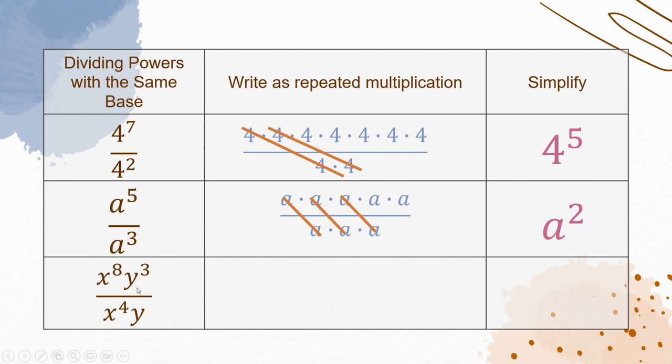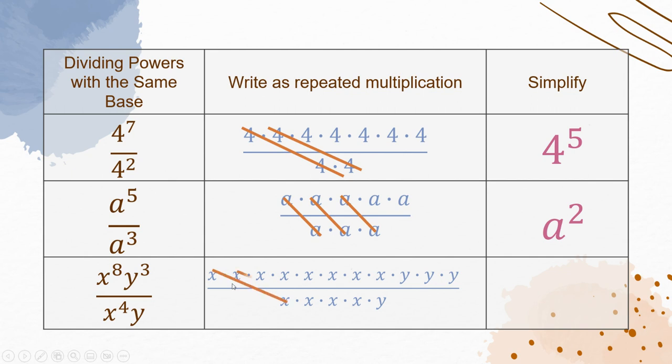We have x and y both in the numerator, the top part of the fraction, and the denominator, the bottom part. Okay? So I have 8 x's up top, 3 y's up top, 4 x's down below, and 1 y down below. Okay? So if you notice, we only had to cross out a few things in these first 2. Down on this bottom one, we might have to cross out a lot more here. Okay? So let's start doing that.